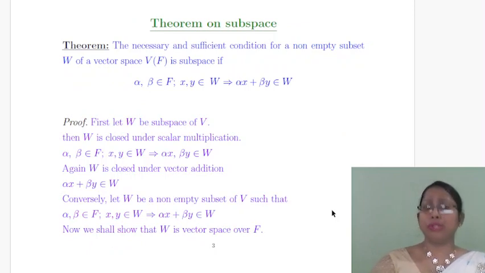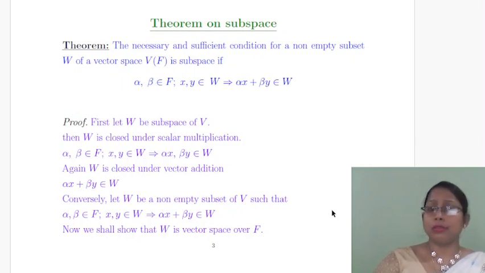Next is the theorem on subspaces. The necessary and sufficient condition for a non-empty subset W of a vector space V over F to be a subspace is: alpha, beta belong to F, x, y belong to W implies alpha x plus beta y belongs to W. First, we consider W to be a subspace of a vector space V. Then we shall show that this condition holds in W.